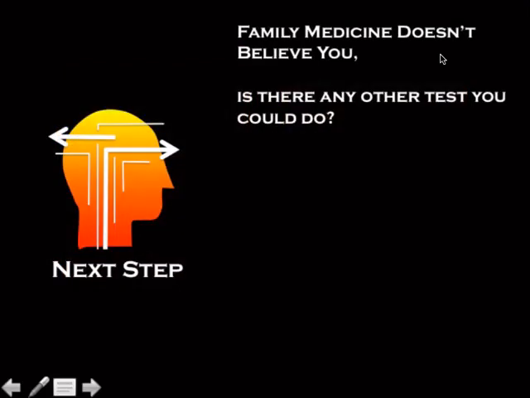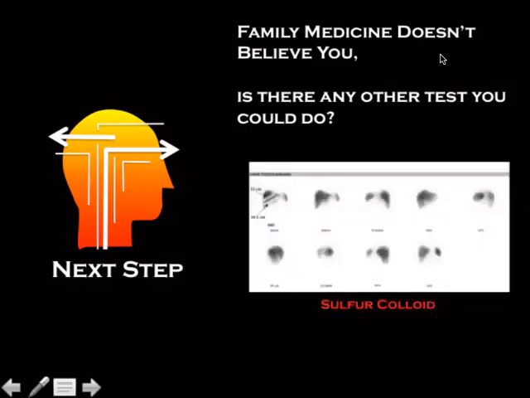So family medicine doesn't believe you. They don't believe anything. These guys just don't believe you. Is there anything else you can do? Sure, right? You can do sulfur colloid, but remember with the sulfur colloid that like 30% of the time it's hot, 30% of the time it's cold, and 35% of the time it's iso-intense to the liver. So it's really a bullshit test, but it does end up often showing up in case books and all kinds of case conferences. Lots of people love to ask this. So yeah, it's a thing you can do. And occasionally it's helpful.